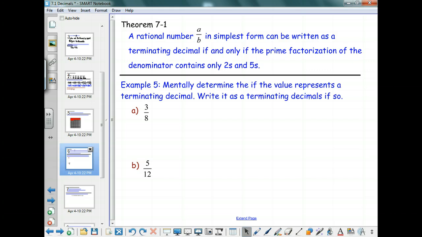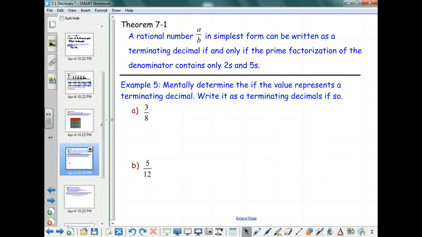All right, so a rational number in simplest form a over b can be written as a terminating decimal. Okay, in other words, we can turn a fraction into a decimal that stops. That's what it means to say terminates. It stops. If and only if, when you take the fraction and you reduce it, the denominator has only factors of 2 and 5.